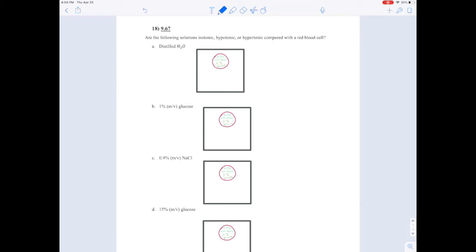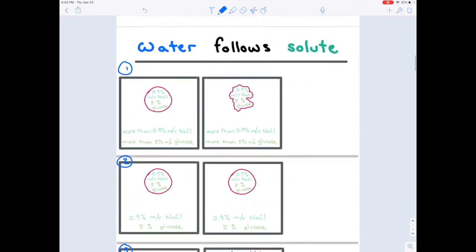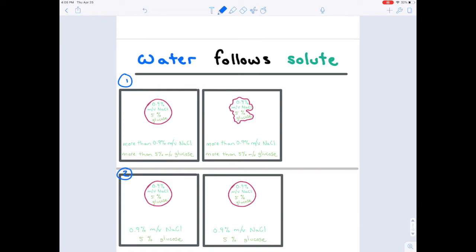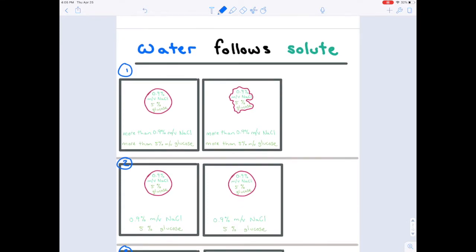In Chapter 9, Question 18, they're asking if several solutions are isotonic, hypotonic, or hypertonic. And to get a handle on what's happening in this problem, we want to think about a big principle, which is that water follows a solute. So if you have more solute, either salt or sugar, in one place than in another, water is going to go to the place that has that more salt or sugar.